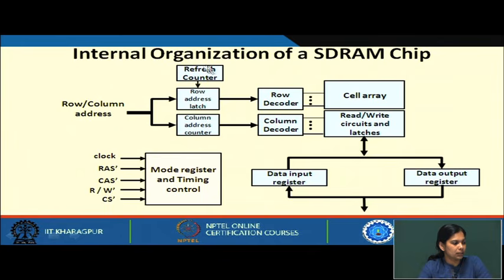Apart from this, we have an inbuilt refresh counter that refreshes the rows of these cells periodically. So, this overall diagram shows the internal organization of SDRAM, which is very similar to asynchronous DRAM with some more features. We have a data input register and data output register, we have a column address counter instead of a column address latch, we have a clock involved here, and we have a mode register, whose purpose we will be seeing.